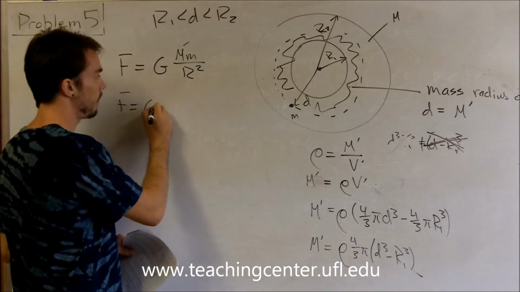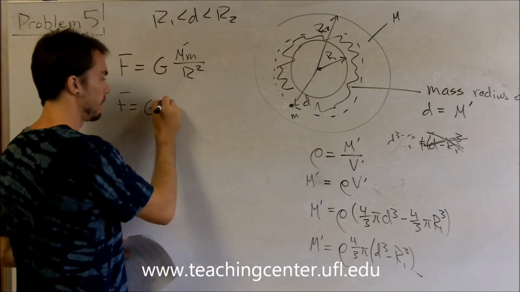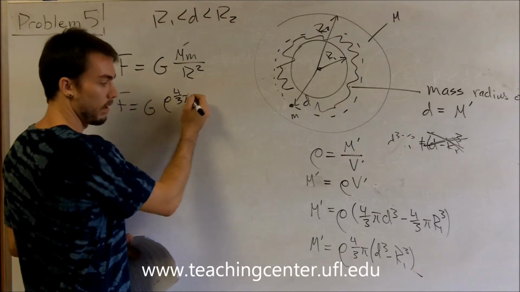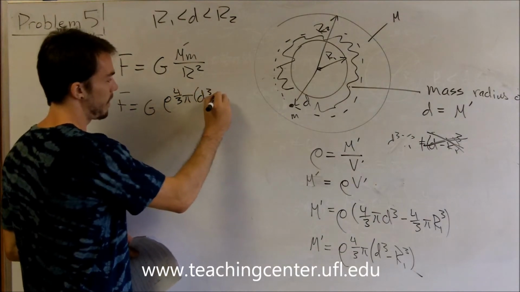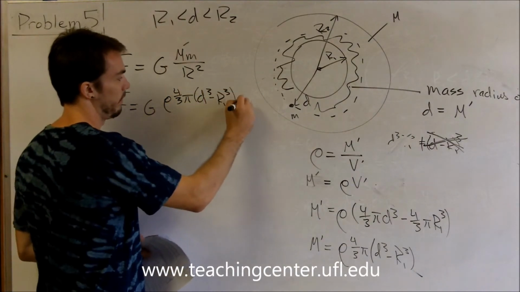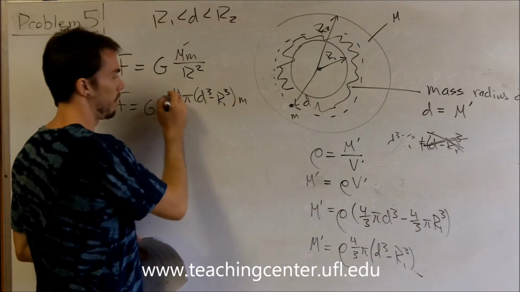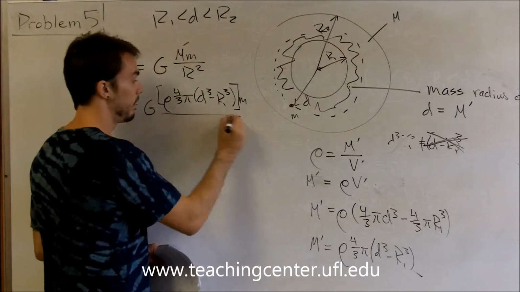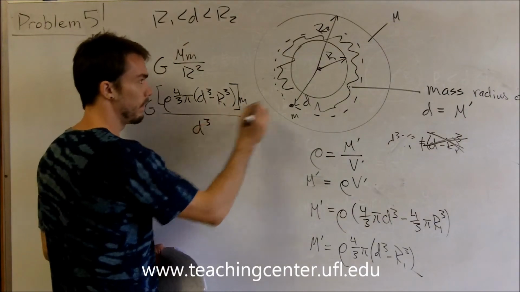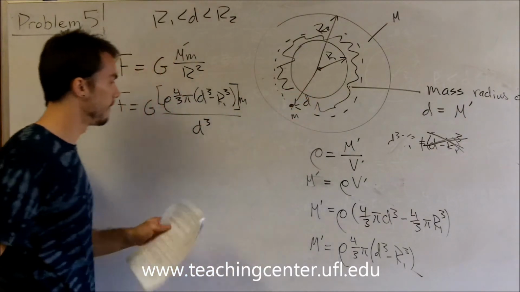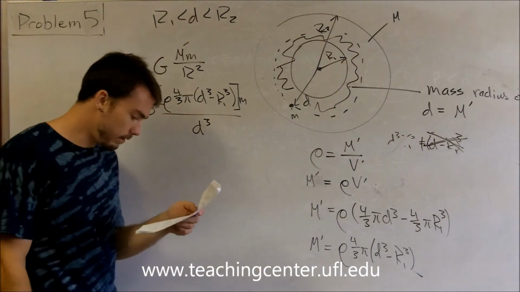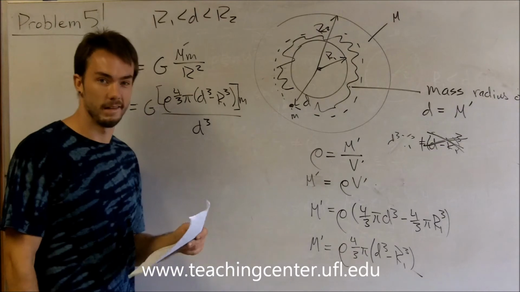So our force is going to be equal to G times this guy, rho times 4/3 pi d cubed minus r1 cubed times our little mass. Remember, this is all our substitution for our m prime right there. This can be divided by, like I said, center mass, and center mass is d. Now, this is a correct answer. However, this is not the correct answer that they want.